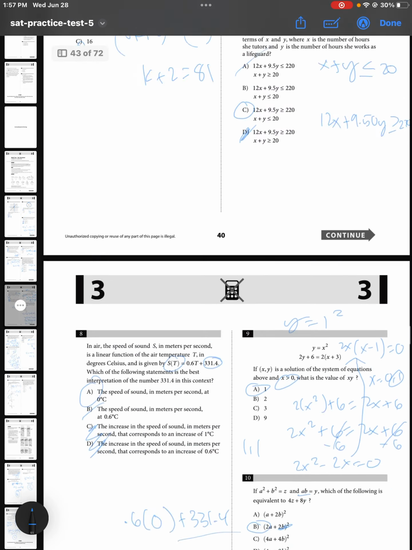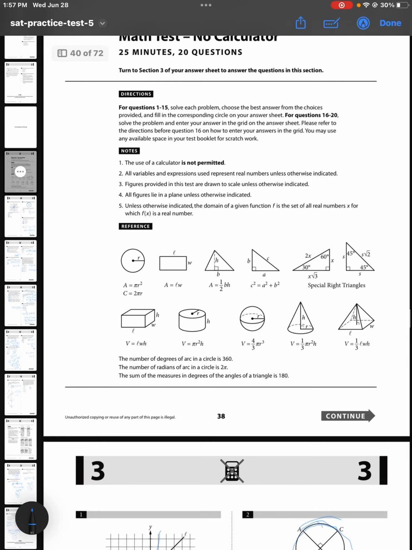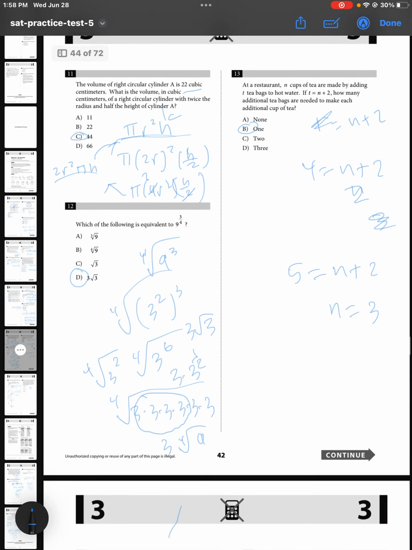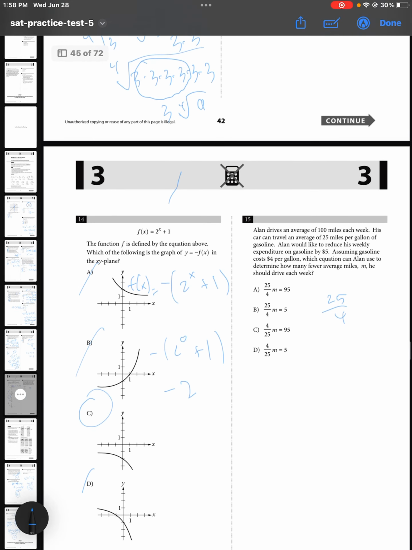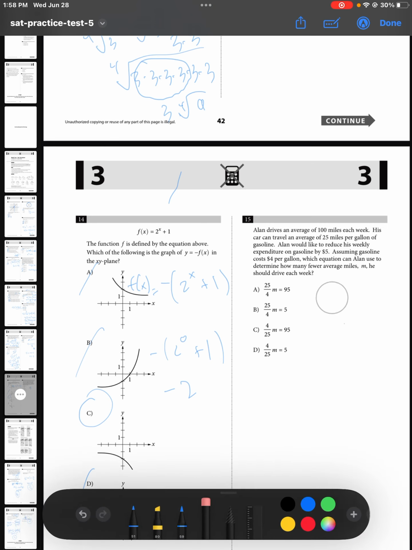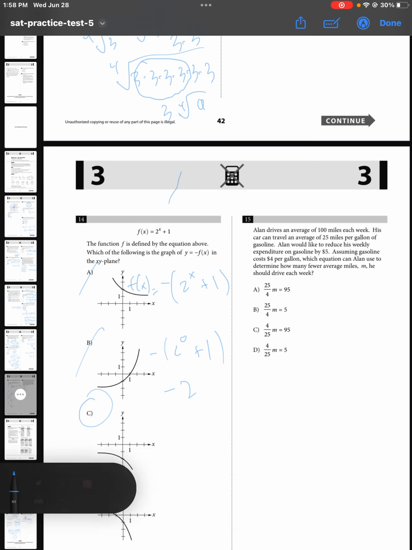Let's see how many minutes it was, 25 minutes maybe? Yeah, so we have 8 minutes to solve this one problem. So if I don't get it, it's going to be bad. Okay.